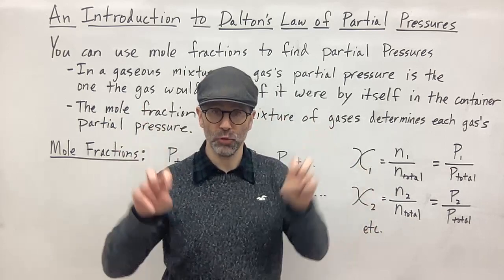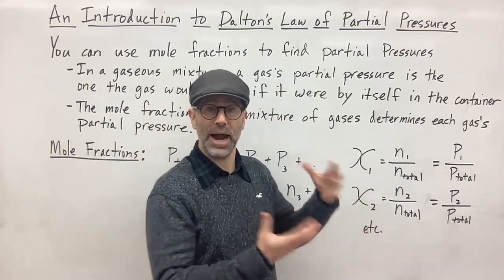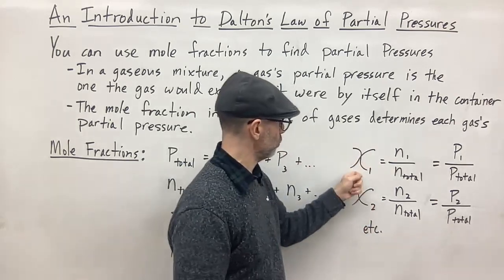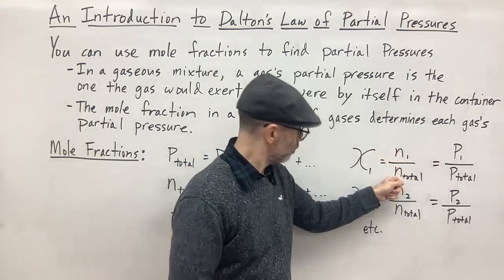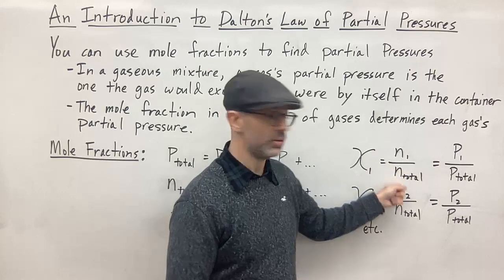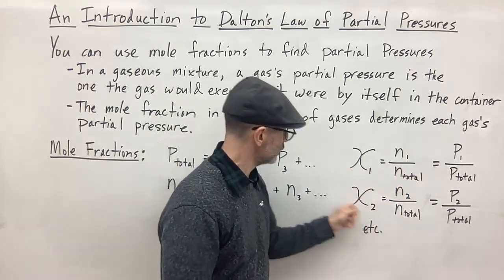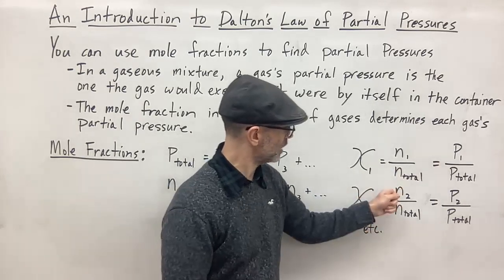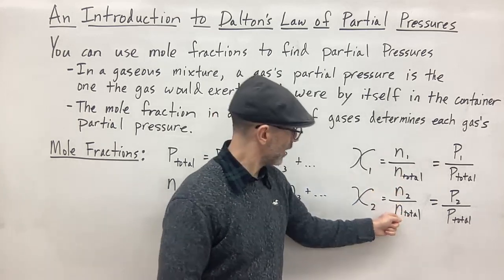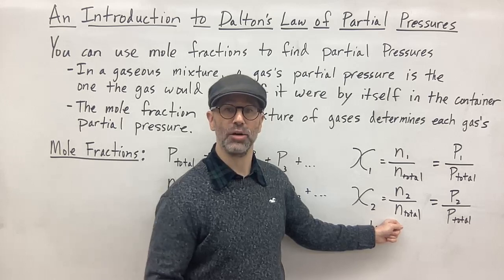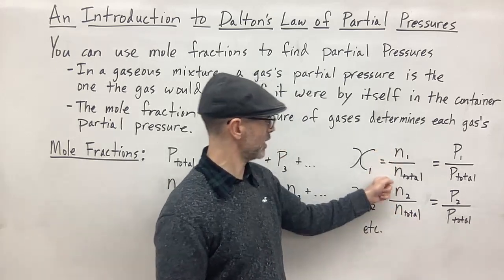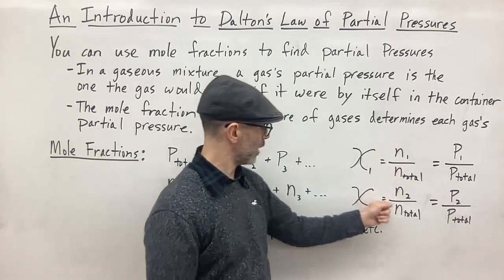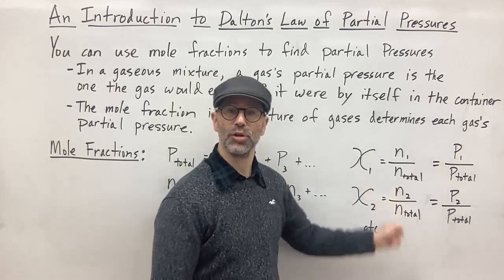So if we're looking at a mole fraction, then we want to know the fraction of moles that pertains to that gas out of the total. So the mole fraction of gas 1 is the moles of gas 1 over the total number of moles. Same for the mole fraction here. The mole fraction 2, chi 2, the mole fraction of gas 2, is the number of moles of gas 2 over the total number of moles given, right? So here we have a fraction of moles of gas 1 over the total moles, and here the mole fraction is moles of gas 2 over the total moles.